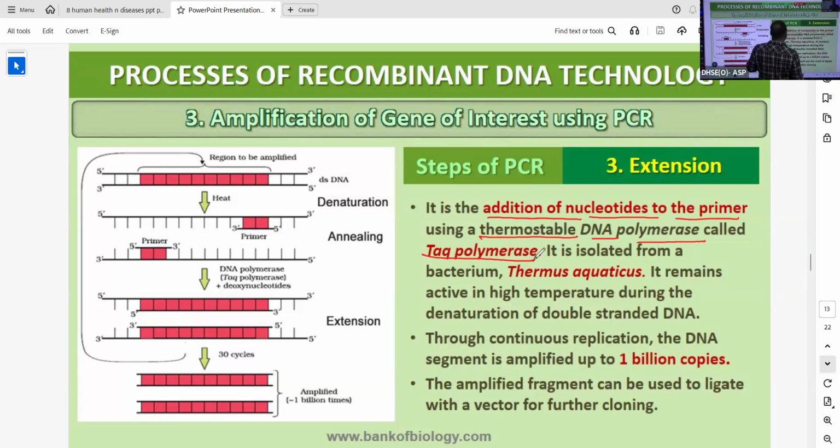माने extension की तैयारी कर दी, okay? तो उसी चीज़ को amplification कर दिया. The amplified fragment can be used to ligate with a vector for further cloning. ठीक है? Fine. That is what is called extension.